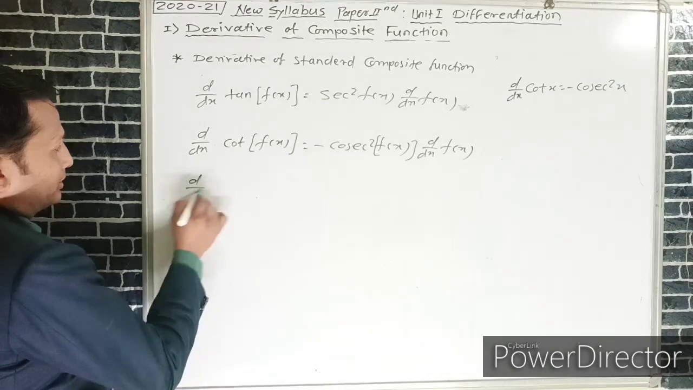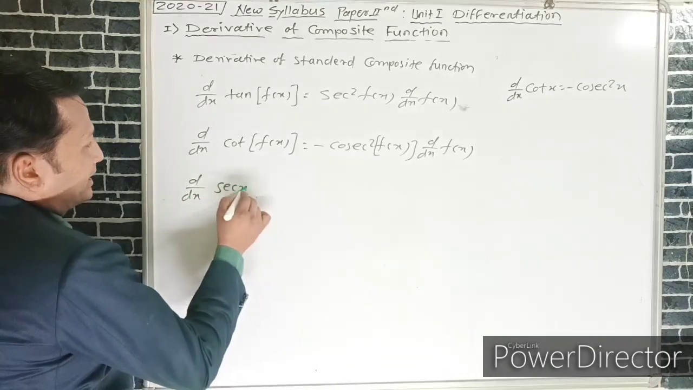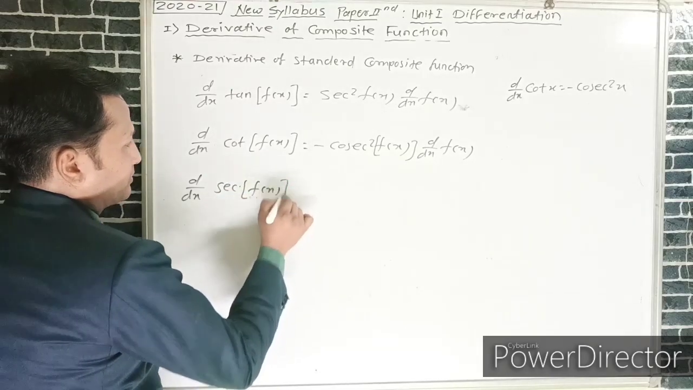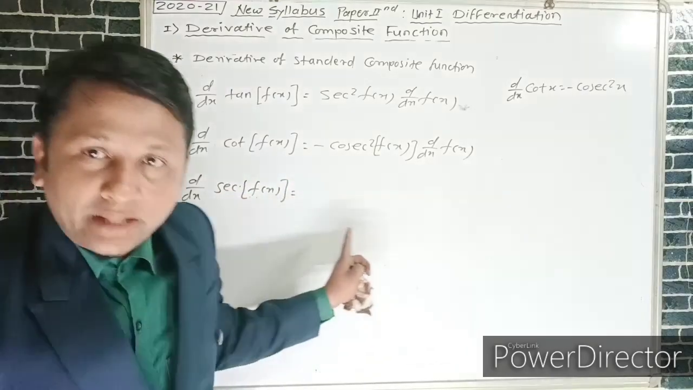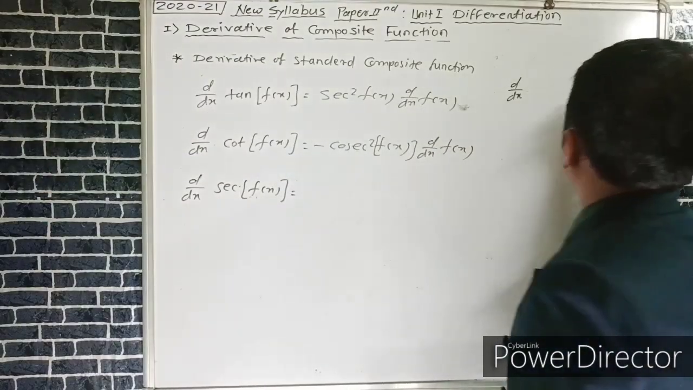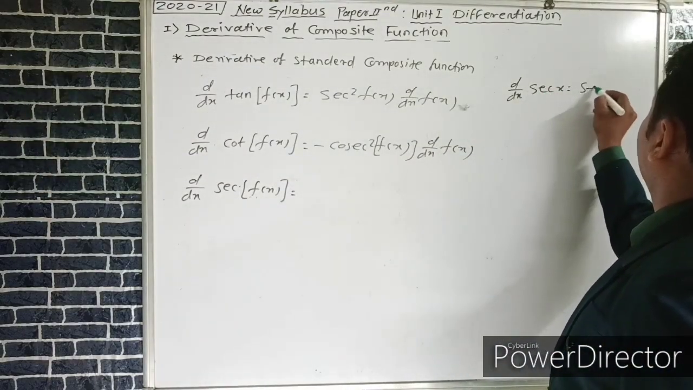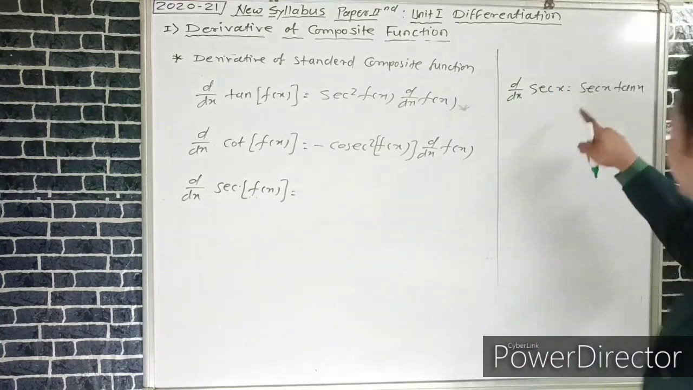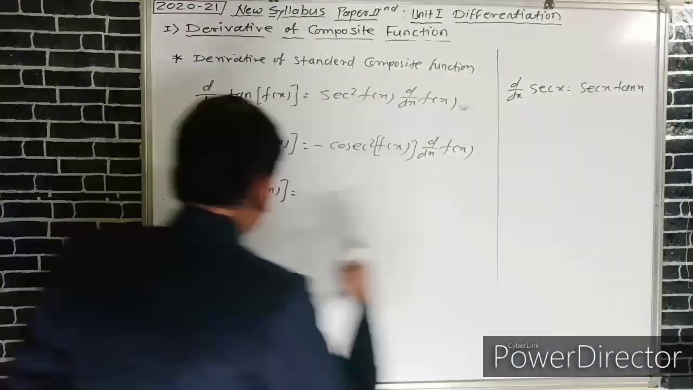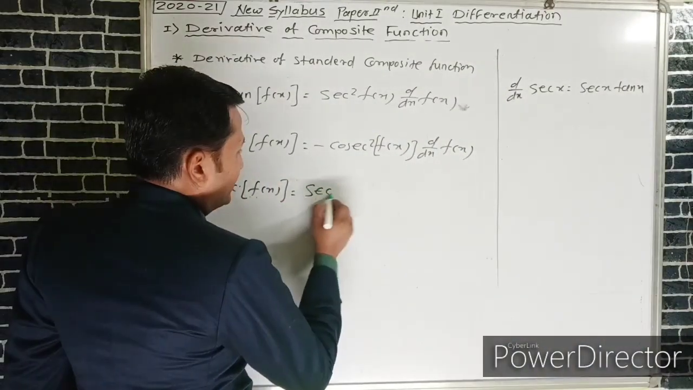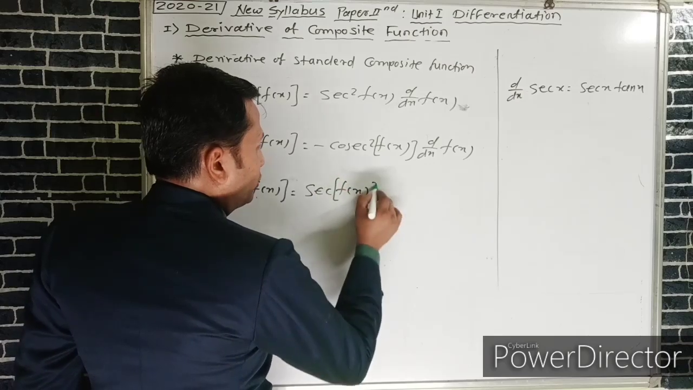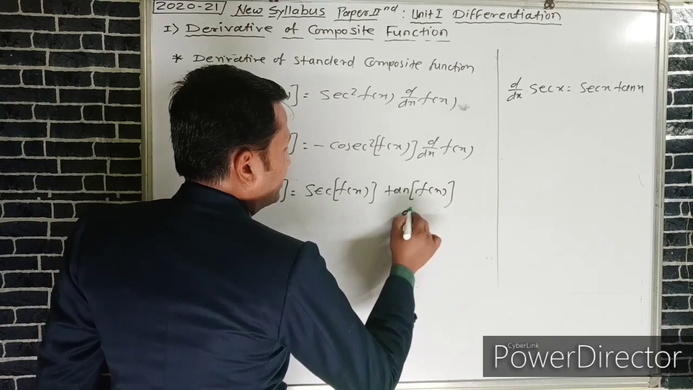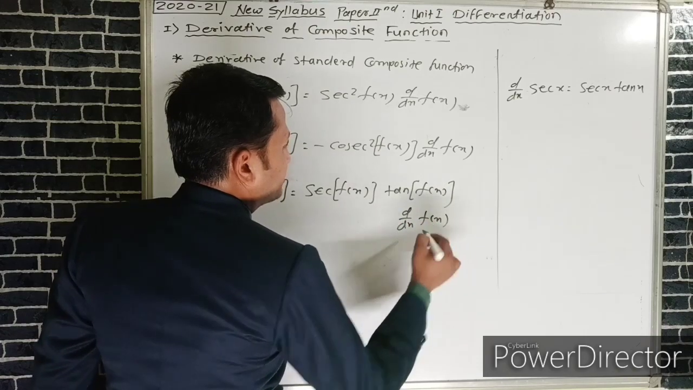After that, the derivative of sec of f of x. We know that the derivative of sec x is sec x into tan x. Hence, we can write the derivative of sec of f of x is sec of f of x into tan of f of x, and we take again the derivative of f of x.